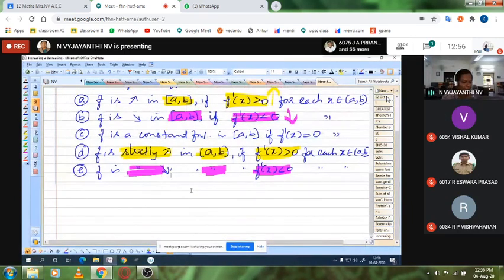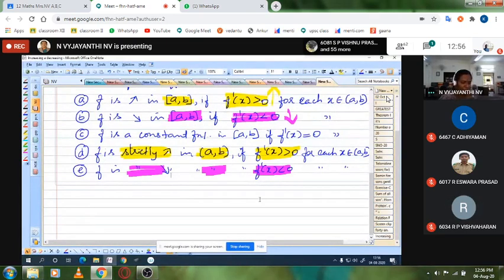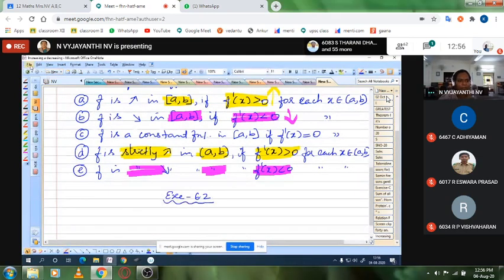Yesterday in the previous class we did two sums from the exercise, isn't it? So let us see the fourth sum, exercise 6.2, the fourth sum we will discuss now. The reason is I am skipping the third sum. Tomorrow we will solve the third sum because it is a little bit different.